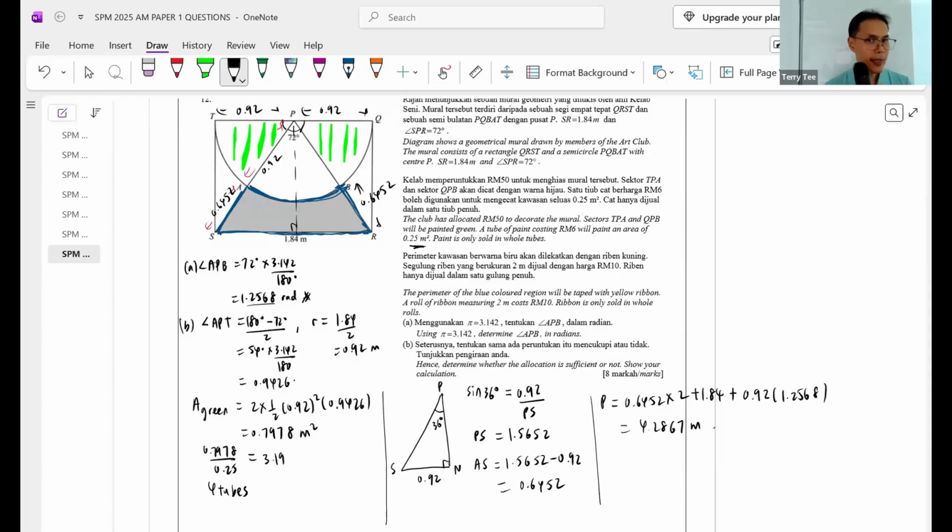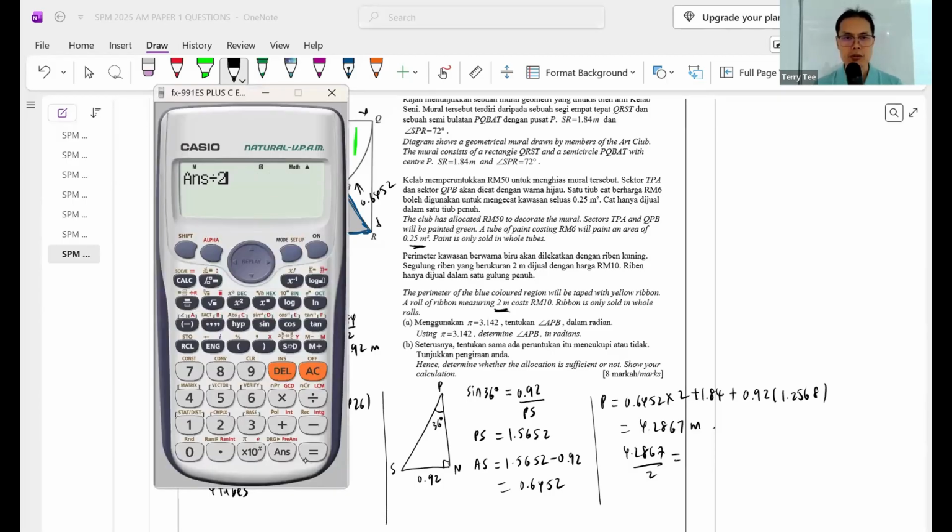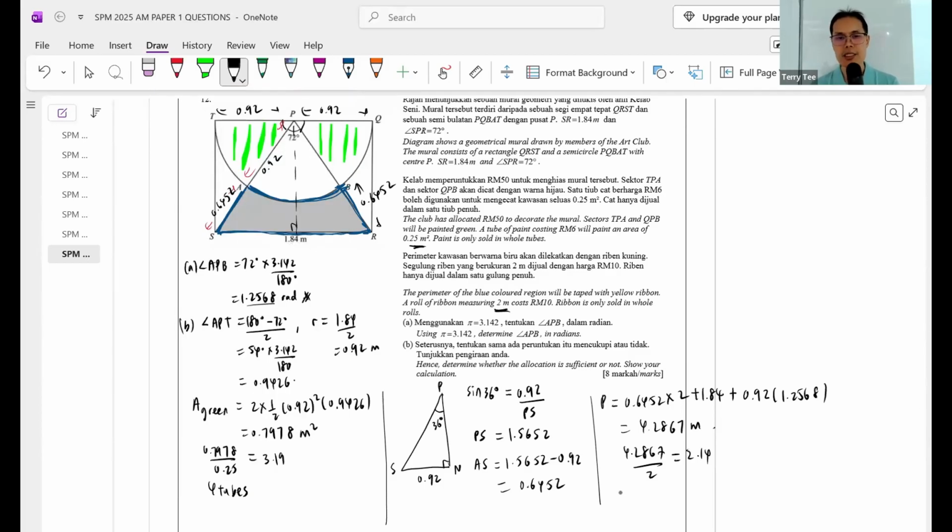Why? Because one roll of ribbon is 2 meters. 4.2867 divided by 2, how many ribbons do you need? I got 2.14. No need to write so many decimals. So how many ribbons are needed? The answer is 3 rolls of ribbon. And this one has 4 tubes of paint.